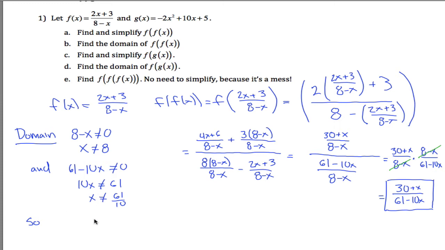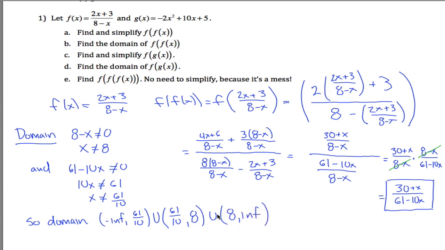So for my domain, I need both of these. My domain is everything except for these two numbers. This number is less than this number. So it's everything from negative infinity up to 61 over 10, then everything from 61 over 10 up to 8, and everything from 8 up to infinity. This is my domain of this first composite function.